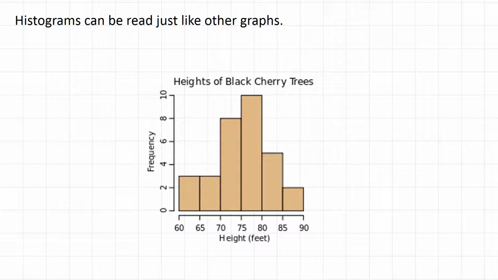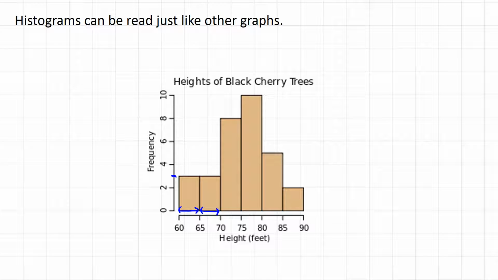Histograms can be read just like other graphs, but we need to get ourselves clear on how the x-axis works. So you can see that the bins are 5 feet across. Every tree between 60 and 65 feet would be counted in this first bin. So there are 3 trees between 60 and 65 feet. And then in the second bin, we go from 65 feet up to 70.